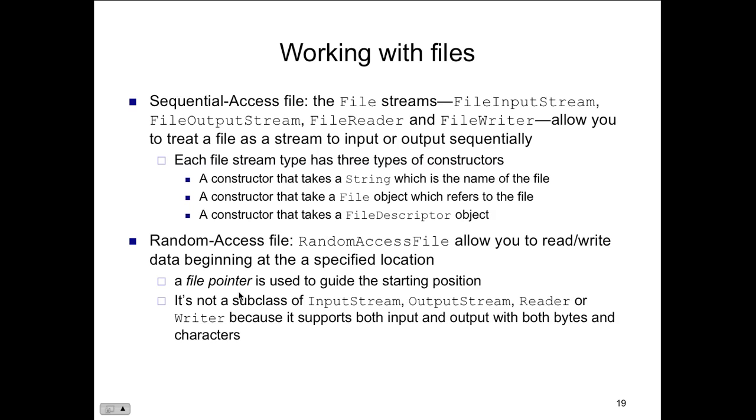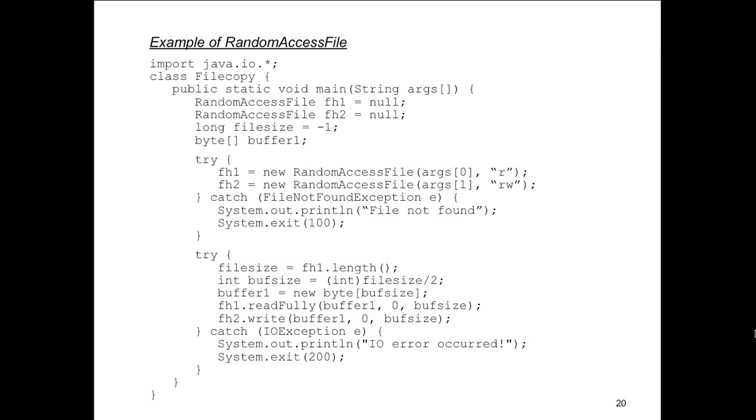So it's not a subclass of InputStream, OutputStream, or Writer because it supports both input and output on both the bytes and the characters themselves. Here's an example of a random access file. I believe you can cut and paste this and throw it into an Eclipse file. You see we've got file 1 and file 2. They're going to be opened in the r, the read, and the rw, read-write modes, the different modes you can possibly open something in.